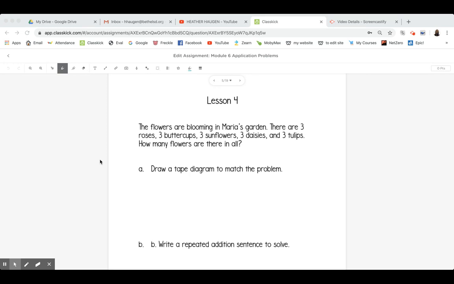So it says, "The flowers are blooming in Maria's garden. There are 3 roses, 3 buttercups, 3 sunflowers, 3 daisies, and 3 tulips." And the question is, how many flowers are there in all? That's our question that we want to answer.